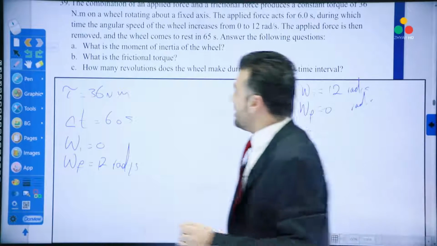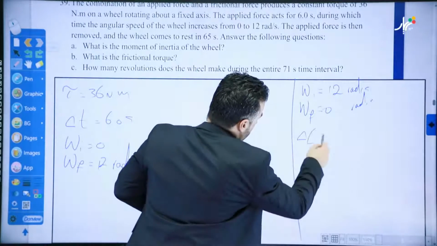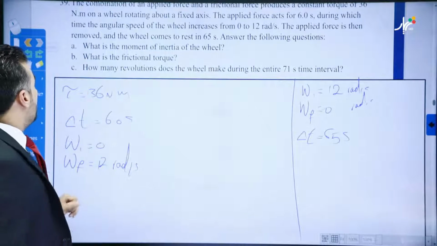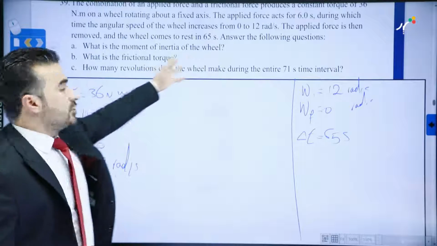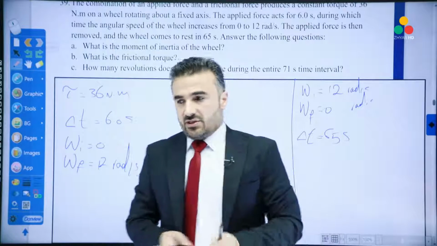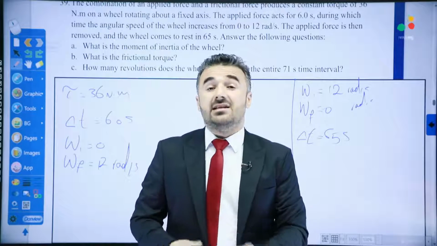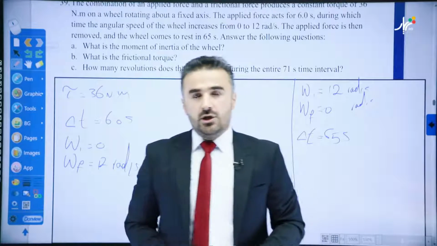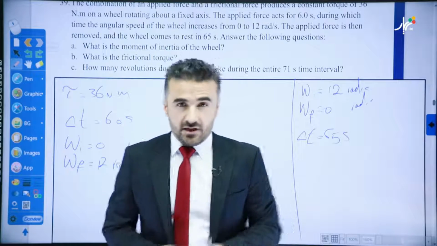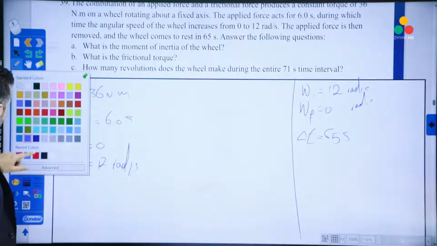Next, it says the wheel comes to rest in a time of 65 seconds. Don't forget. Now answer the following questions. The first one asks, what is the moment of inertia of the wheel? How do you find it? Don't forget, the moment of inertia of the wheel is always constant. Once you find it, it doesn't change unless something changes the mass or the radius of the wheel, which doesn't happen here.